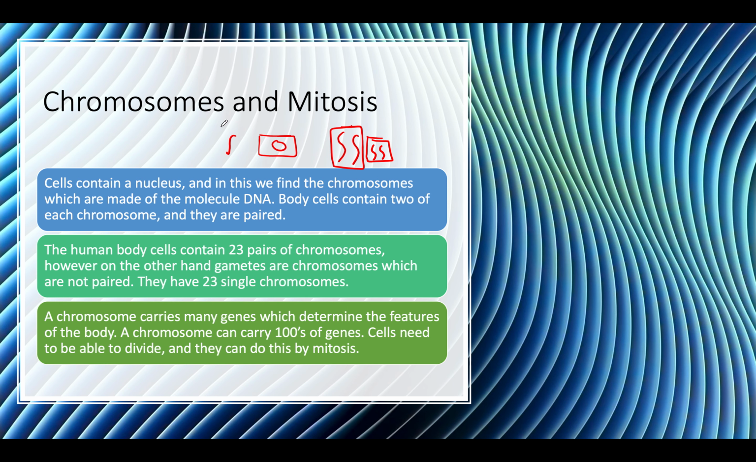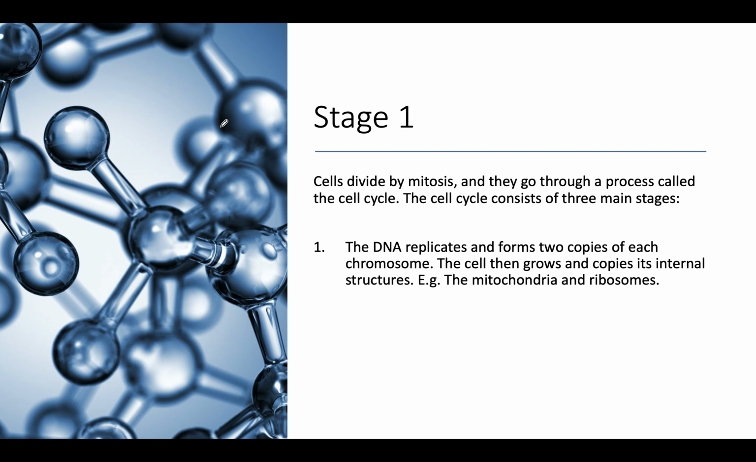A chromosome carries many genes which determine the features of the body. So the chromosomes carry the genes which determine how you look. A chromosome can carry hundreds of genes, so a chromosome can carry a lot of genes. Cells need to be able to divide, and they do this by mitosis. So they need to make new cells.